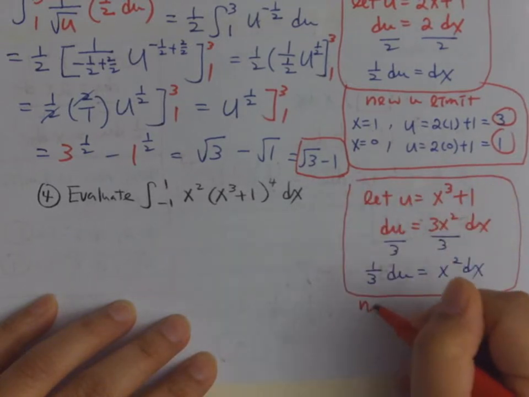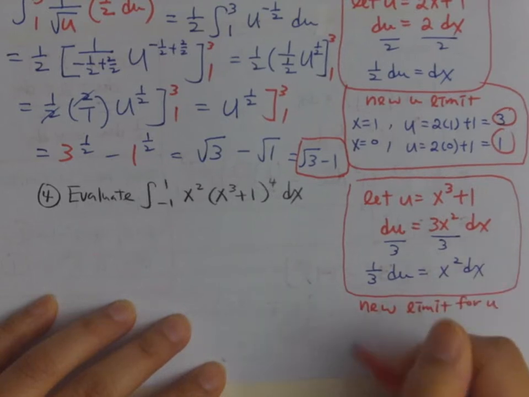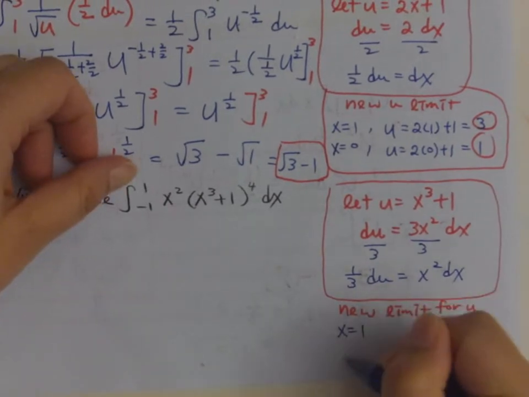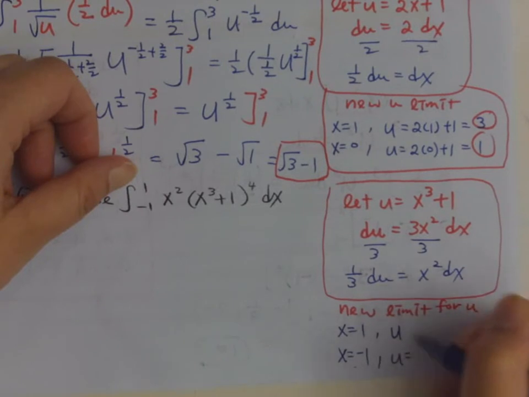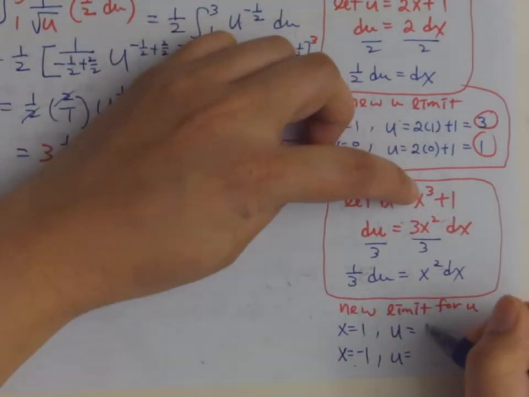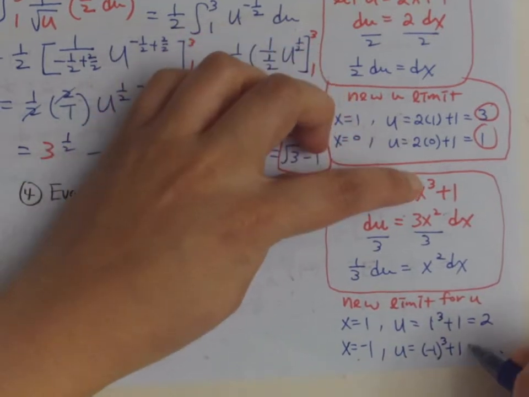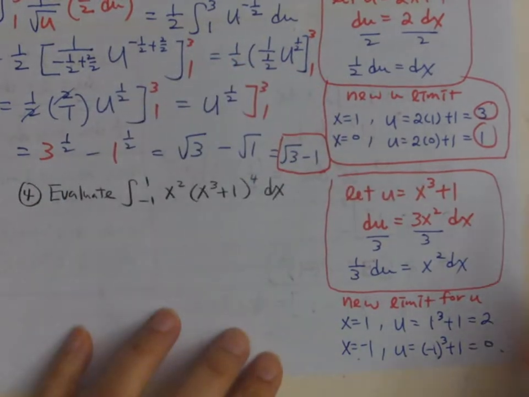And then the new limits for u. One of my x is 1. One is x equal to -1. So to find my u, we got x cubed, so 1 cubed plus 1 is just 2, or -1 cubed plus 1, that would be a 0, right? So this is -1 plus 1. Okay, so those are my new limits.